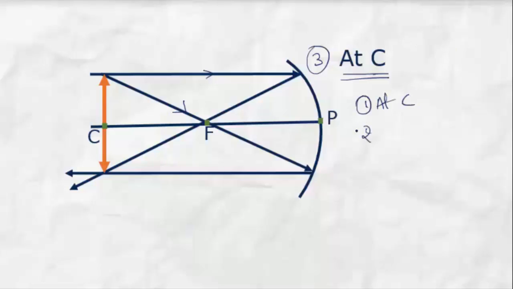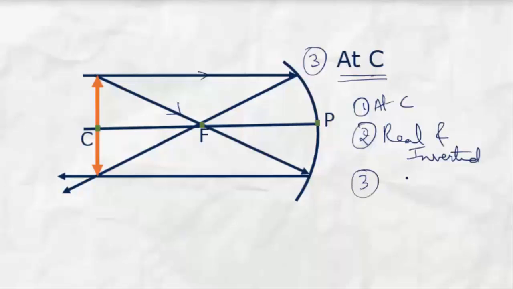And the nature of the image formed is real and inverted. And the size of the image formed will be same as that of the object.